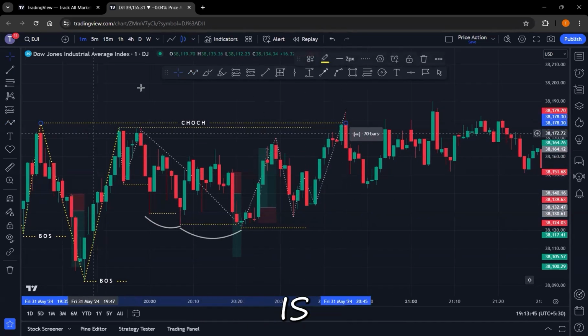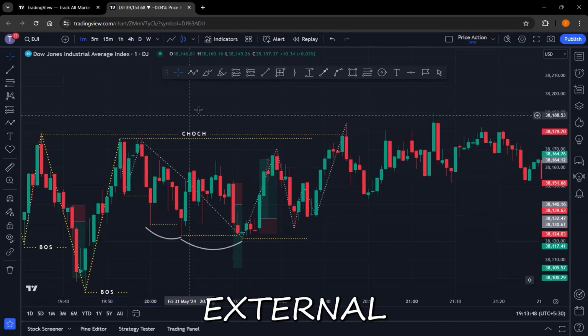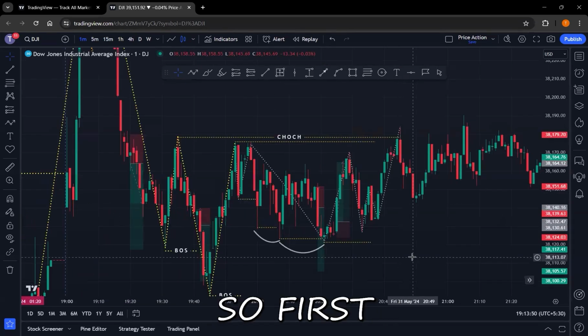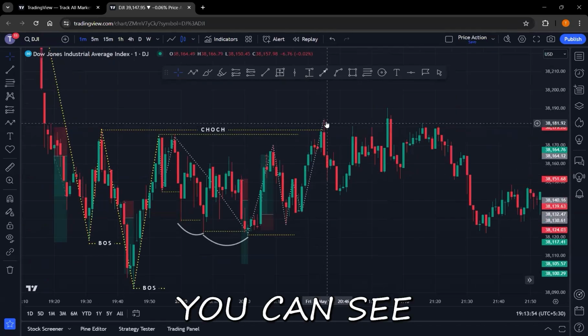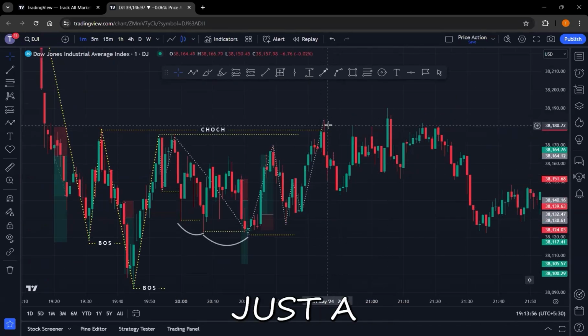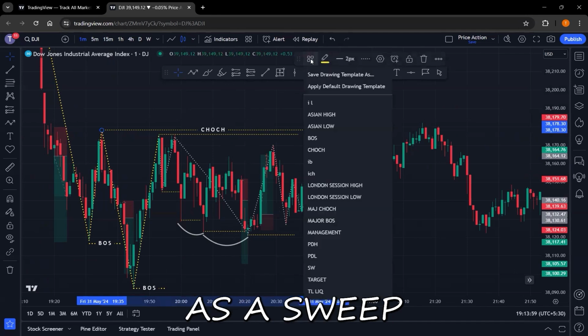You can say that the price has taken out this major choch in the market, or major external liquidity from the upside. So first price broke out this level and then started moving towards the upside again. And again, you can see this is not a pure choch. This is just a sweep in the market. So this will be regarded as a sweep and not a major choch.